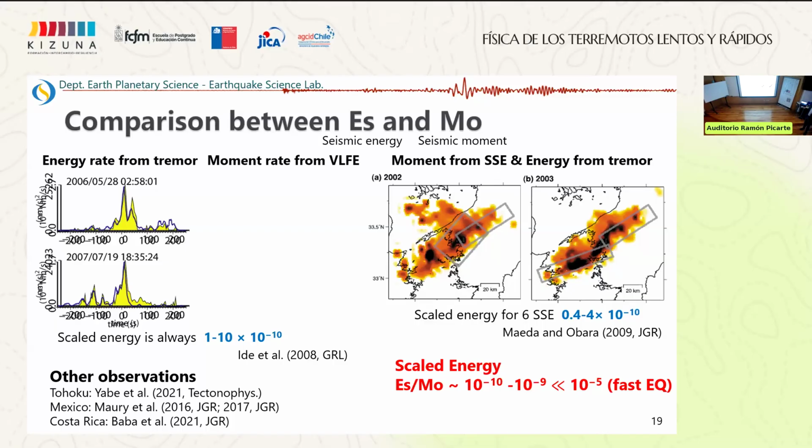But for real earthquakes, it's more efficient. Seismic energy is much stronger. Usually it is 10 to the minus 5. Compared to fast earthquakes, we can say that slow earthquakes are not at all efficient for seismic radiation. It is 10,000 times inefficient in the aspect of seismic wave radiation. So these are all the characteristics of slow earthquakes I want to explain.